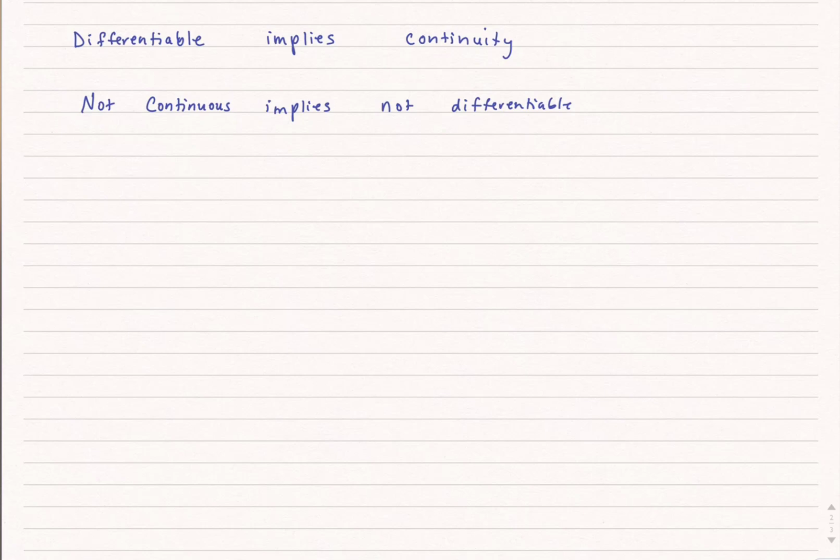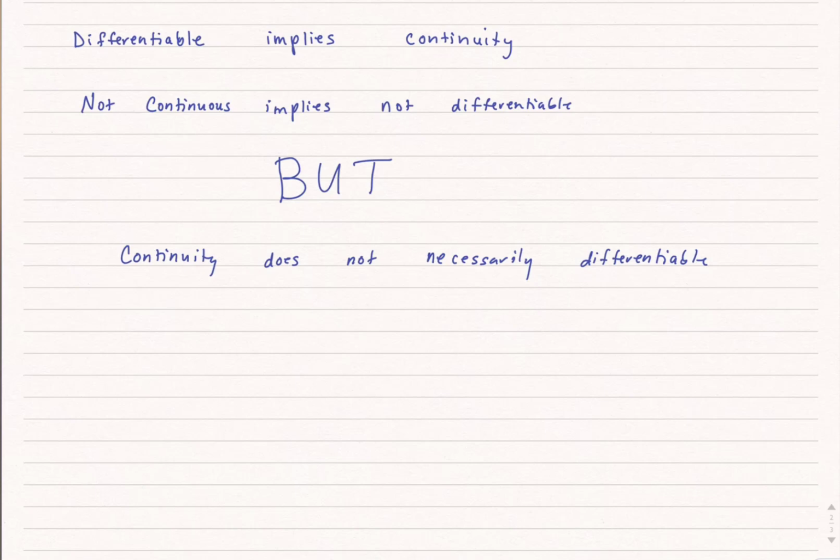I'm going to make two statements without proving them. I'm going to say that if a function is differentiable, that implies it must be continuous. If a function is not continuous, then there is no derivative at that point. It is not differentiable. But, and this is a big but, continuity does not necessarily mean that a function has a derivative, that it's differentiable.